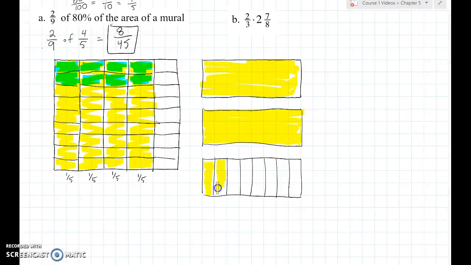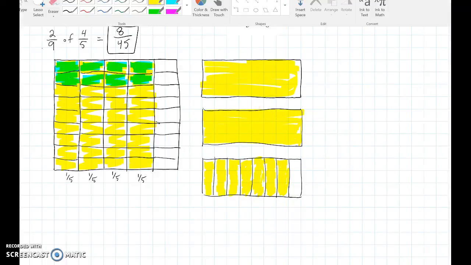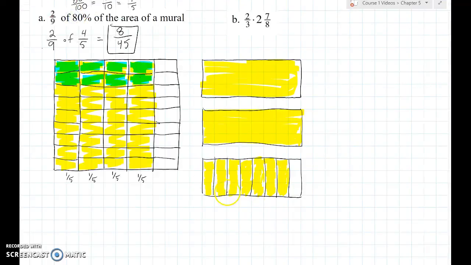1, 2, 3, 4, 5, 6, 7. Yay! So 2 holes and 7/8. This doesn't look right to me because I've got this hole broken up into 8 equal parts. So let's do the same thing to the other holes.